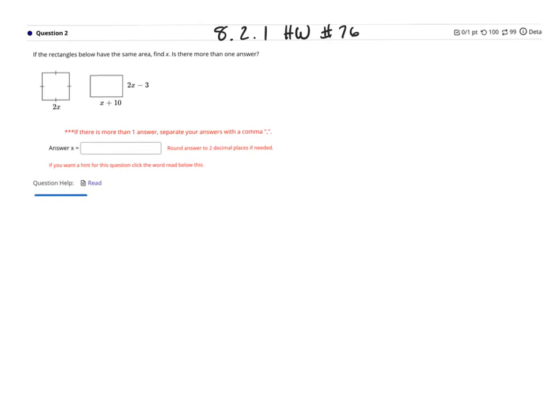Okay, let's take a look at this question. It says if the rectangles below have the same area, find x. Is there more than one answer? Well, to do that, I just need to set the areas of each one of these shapes equal to each other.